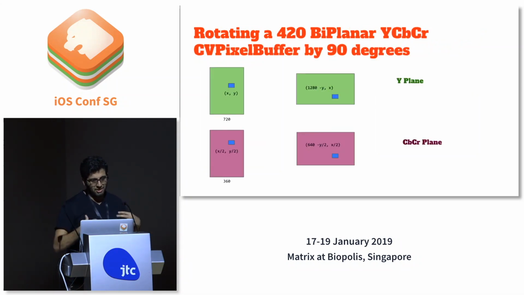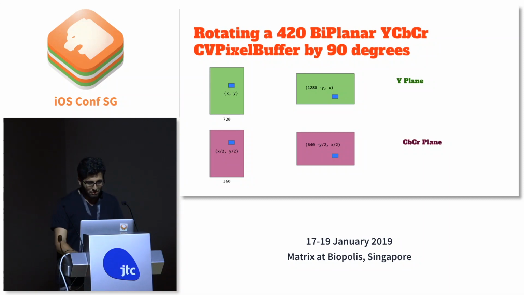What about the same thing for a YCbCr pixel buffer? It's the same concept. It's just that we have two planes now. We have a luma plane and a chroma plane. So the only difference between the RGBA case and a biplanar CbCr case is you just need to do it twice. Once for the luma plane and once for the chroma plane, because the luminance values are stored separately from the chrominance values. That's the meaning of biplanar, two planes.